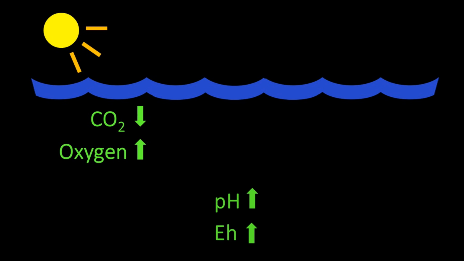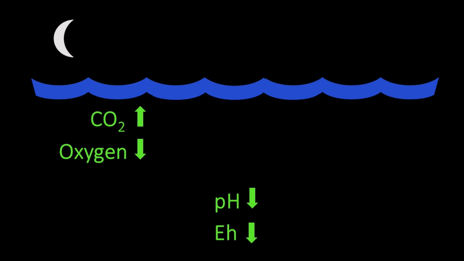In the daytime, seagrass absorbs carbon dioxide and emits oxygen via photosynthesis, increasing pH and redox potential. This, combined with the increased assimilation of nutrients by seagrass, reduces the amount of available ammonium. At night, plants reduce their assimilation rates, emit carbon dioxide, and absorb oxygen, reducing pH and redox, and subsequently increasing ammonium.